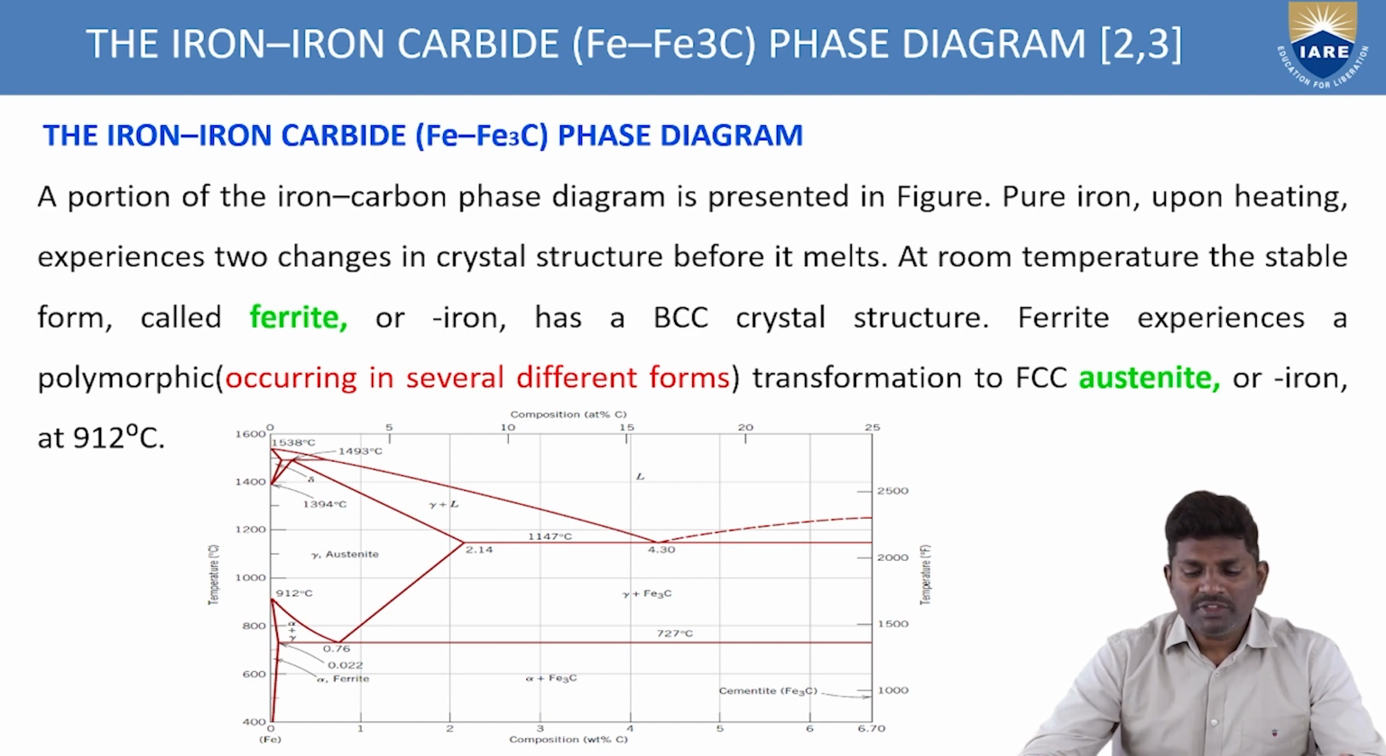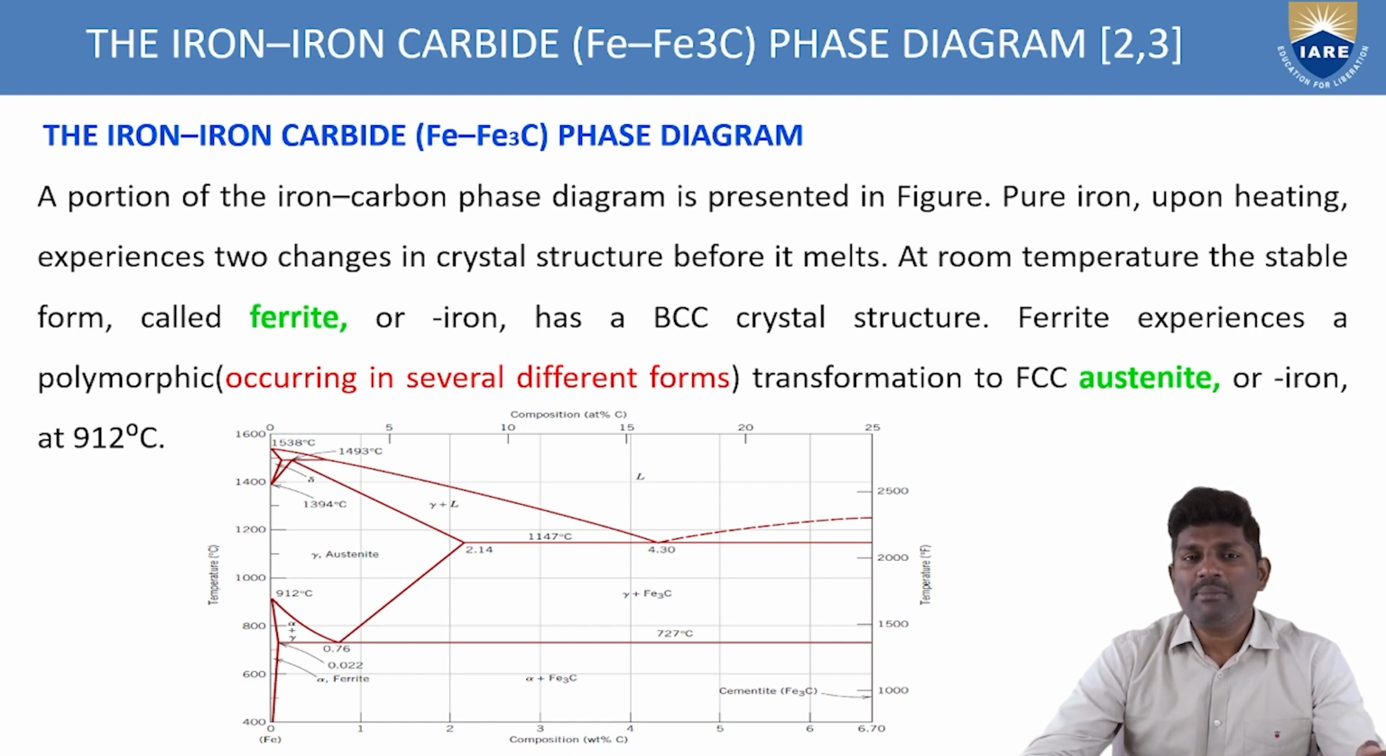Okay, so if you see this iron carbide phase diagram, pure iron upon heating experiences two changes in the crystal structure. Whenever you heat pure iron, it experiences two types of crystal structures before it melts. That means you take a solid component of this pure iron, and this pure iron has to be heated.